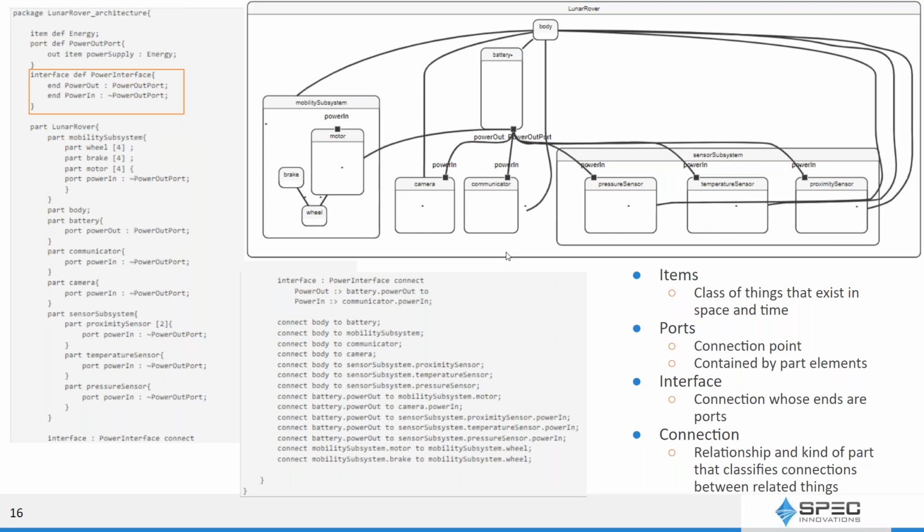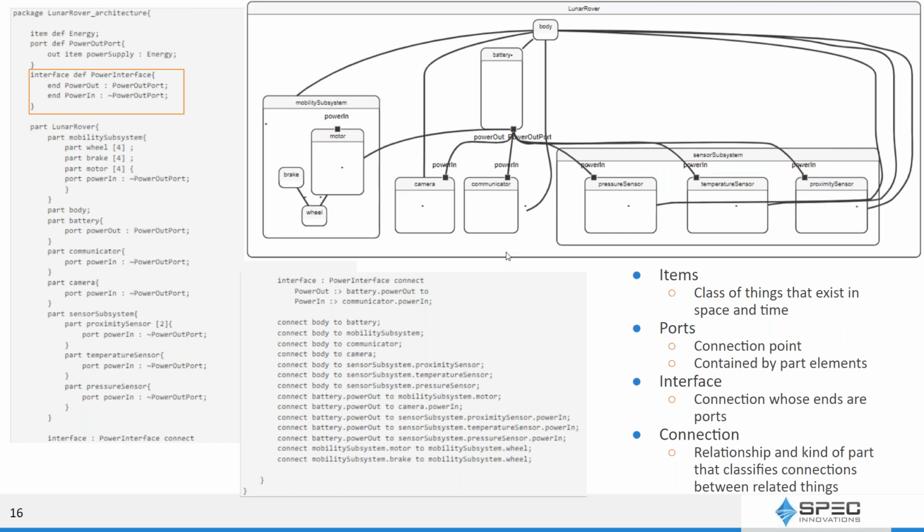So a new concept that they, well, not quite new, but newly defined explicitly, is the interface element that is used for specification and reuse of compatible connections between parts. An interface definition is a connection definition whose ends are only port definitions. So the interface usage connects to compatible ports.